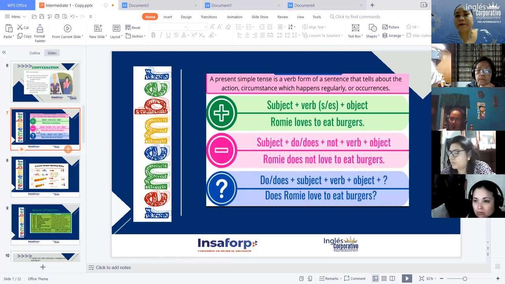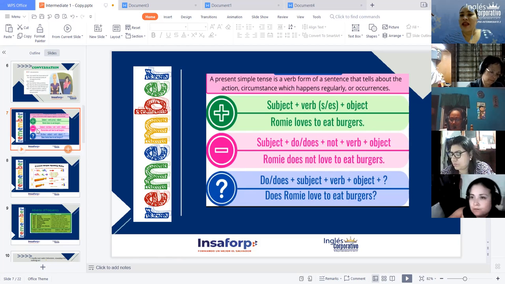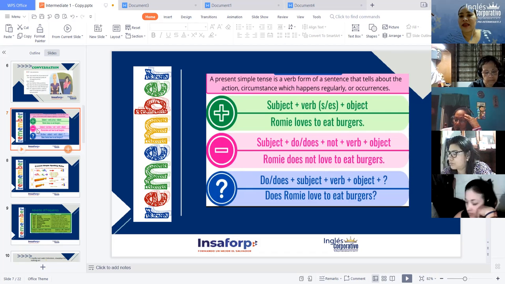Veámoslo en español ahora. En el caso del presente simple, nos dice que el presente simple es el verbo, ¿verdad? Que está en presente. Nos habla acerca de una acción, de una circunstancia que pasa o que ocurre de manera regular. En este caso, si ustedes lo recuerdan, lo vieron con rutinas diarias, lo que hacían durante el día, ¿verdad? Etcétera, etcétera. Para que recordemos un poco la estructura, acá les puse, ¿verdad? En esta imagen tenemos afirmativo, negativo y la pregunta.